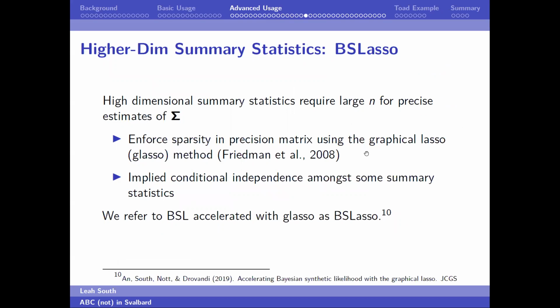BSL Lasso is a way that you can handle high dimensional summary statistics. As I said earlier, if your summary statistic is really high dimensional, then you need to do a lot of simulated data sets in order to estimate the covariance. So what we can do is use some sparse approximation to the precision or the covariance matrix of those summary statistics. The graphical lasso is one approach to do that. It enforces sparsity in the precision matrix, and the way you can interpret that is that you're implying you've got conditional independence among some summary statistics.